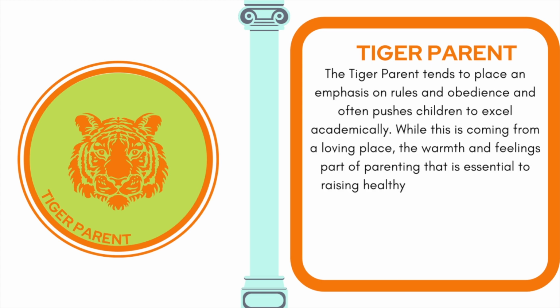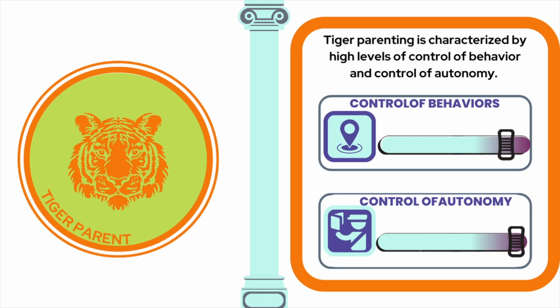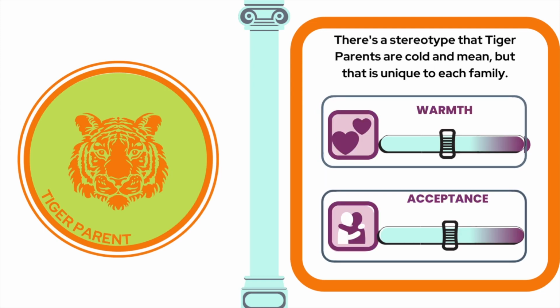So let's take a look at the tiger parent, who are, of course, notorious for being very tough, very controlling, and big on rules. So their control of behavior dial and control of autonomy dial are all the way up. There's a stereotype out there that all tiger parents are mean or cold and rejecting, and I do not know that to be true of all tiger parents. It's certainly not part of the educational philosophy.